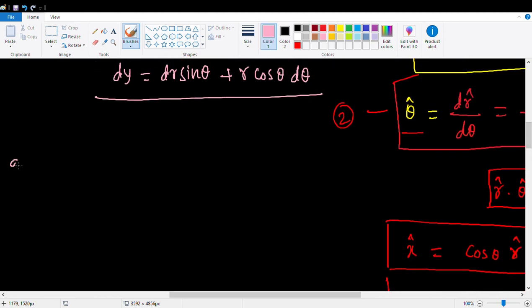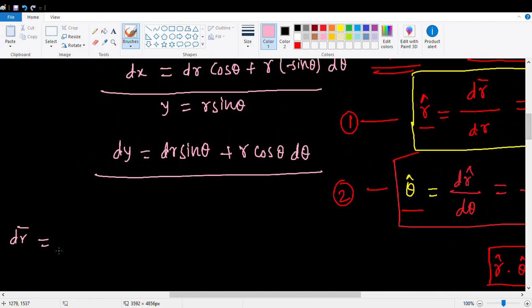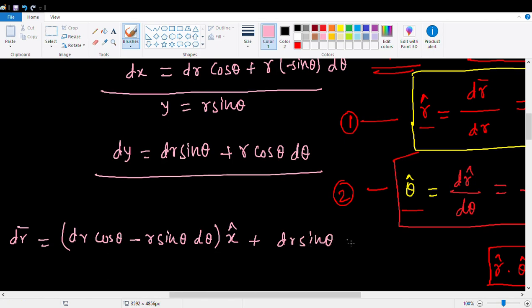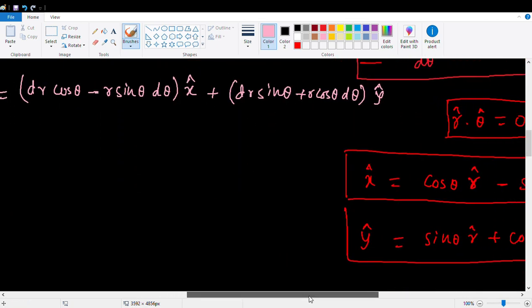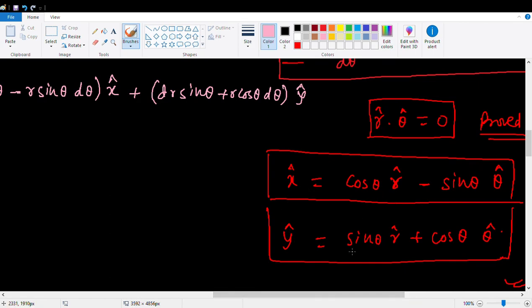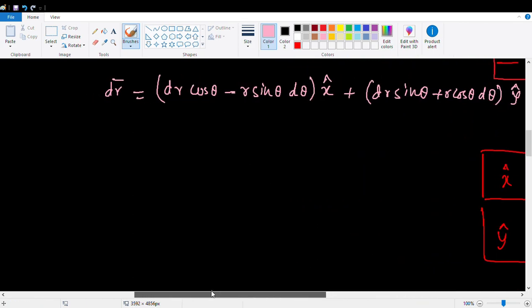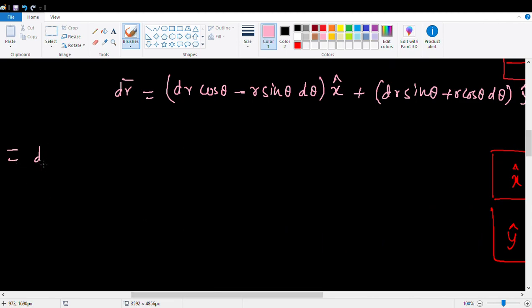Now what happens is that dr vector is, I am going to write, dx is dr cos theta minus r sin theta d theta, and this is my x hat, and dy is nothing but dr sin theta plus r cos theta d theta, and this is my y hat. Now what I am going to do is plug x hat and y hat into these things. So I am again writing these here.